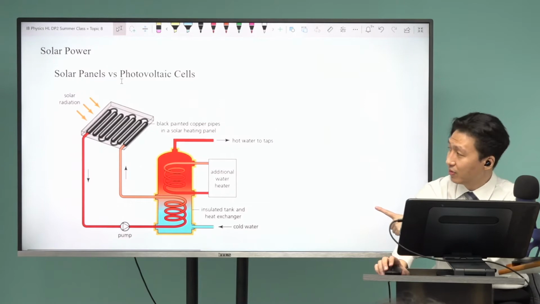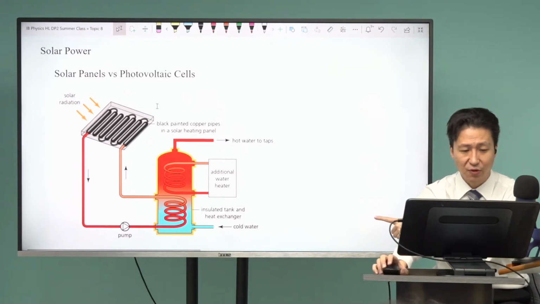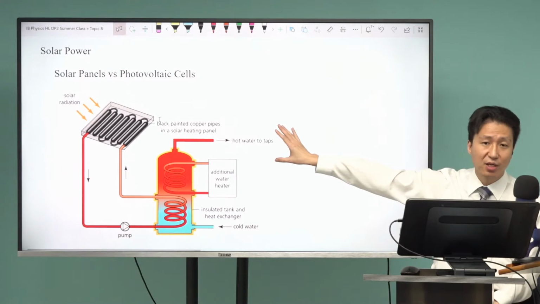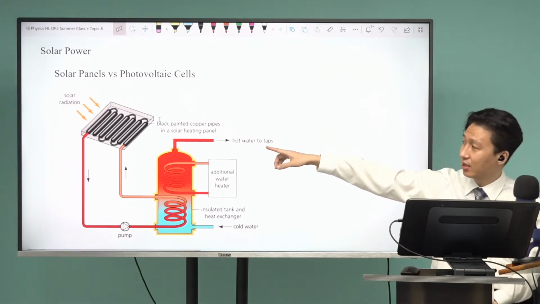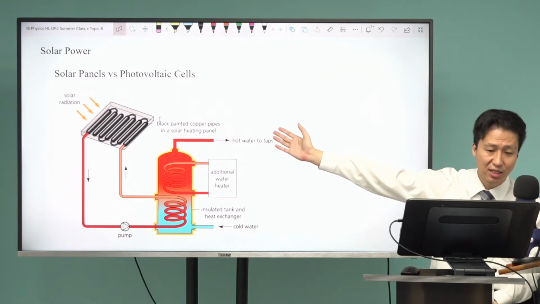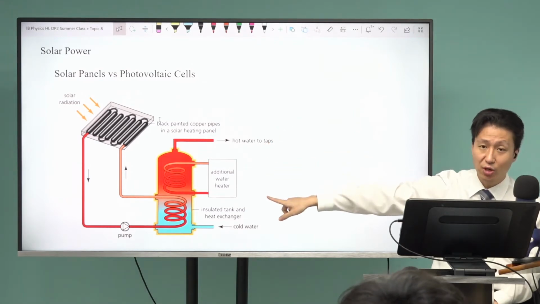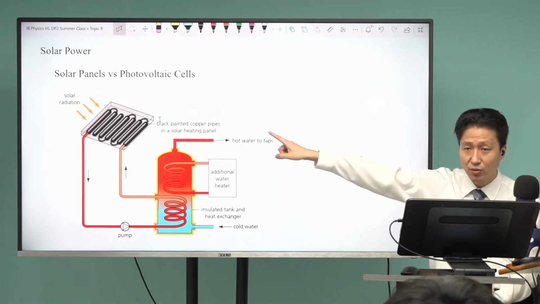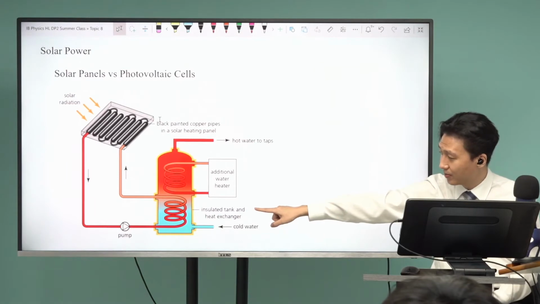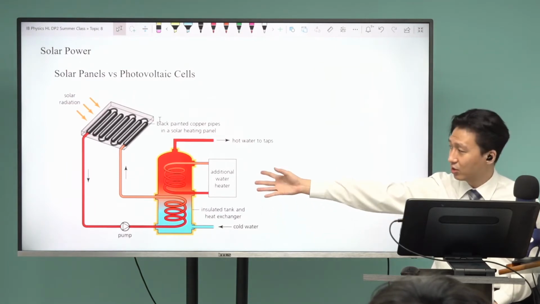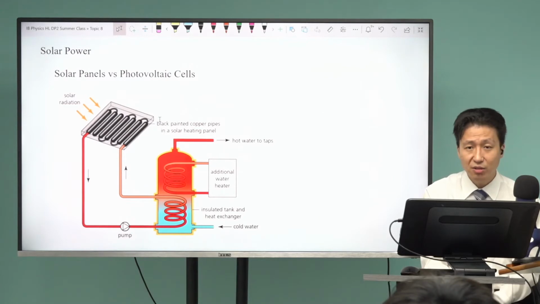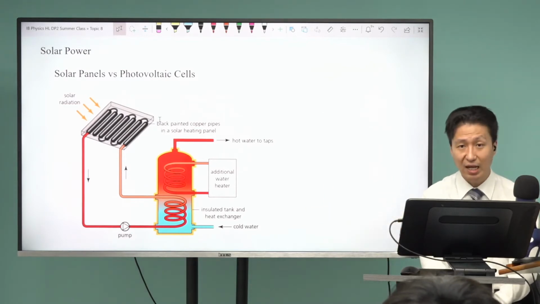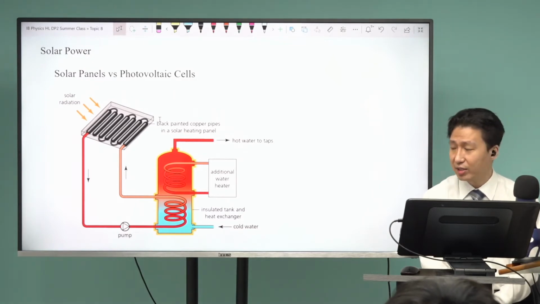So here, first of all, this is a diagram of the solar panel. Of course, this is very simple. All you need to create a solar panel is something that is dark, that will absorb light, and connect the pipes to the water source, right? The water will flow through these pipes and heat up, back to the water tank, and you use this to heat up water, which is one of the biggest uses of energy inside the house, right? We all take hot showers at home, but it takes a lot of energy to heat up the water.